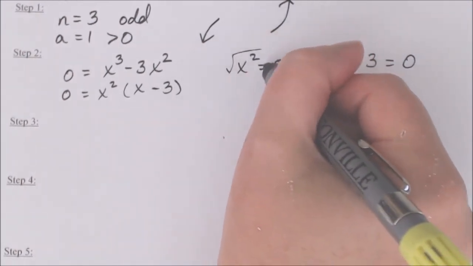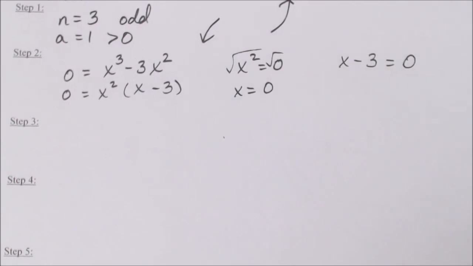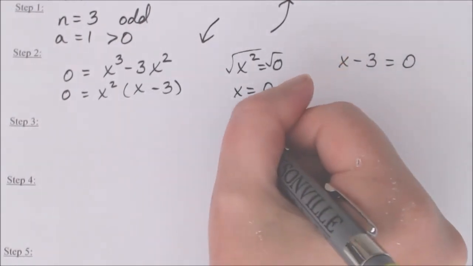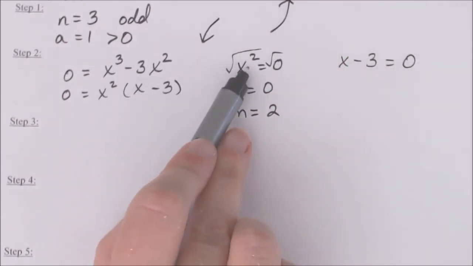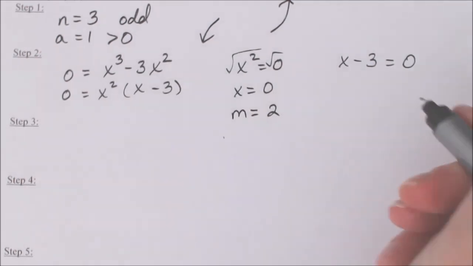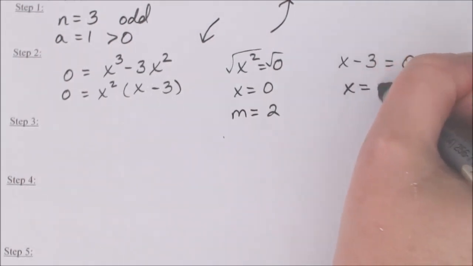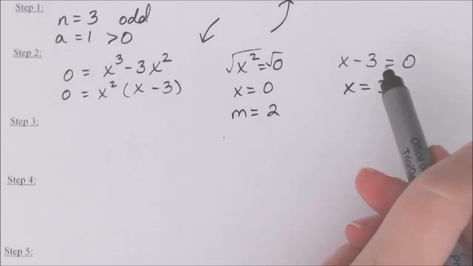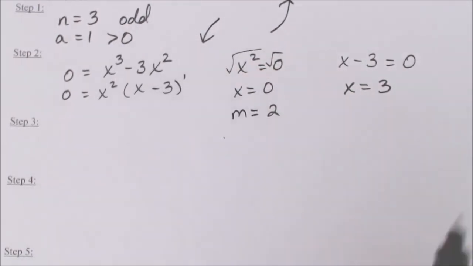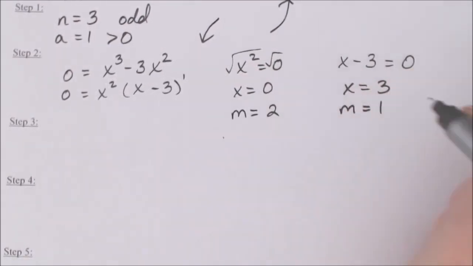X squared, take the square root, we get x equals 0. And what's the multiplicity of that? It would be 2 because of the squared term that it came from. X minus 3 equals 0, so we get x equals 3. That was only raised to the first power. Back here it was just to the first power, so the multiplicity for that is 1.